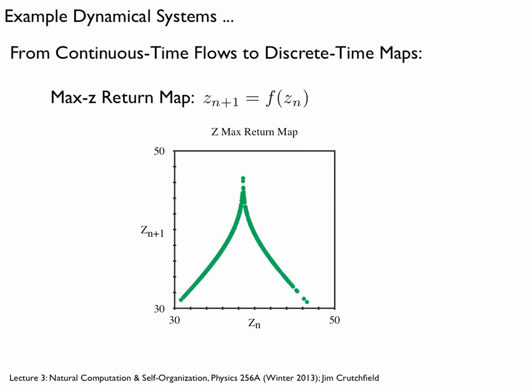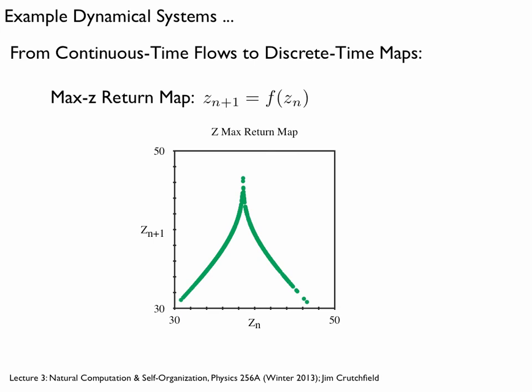So we have this cusp-like function, which is the next z maximum value versus the previous one. The interesting thing here is it's not a scatter. If I'm at a particular z, there's a particular next z maximum I'm going to get.